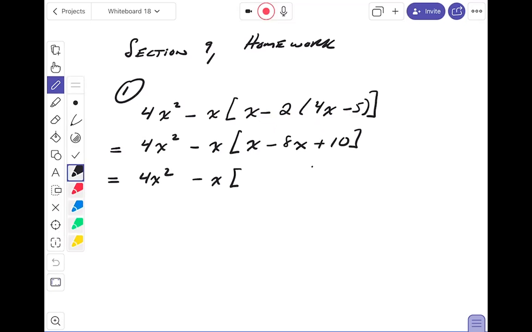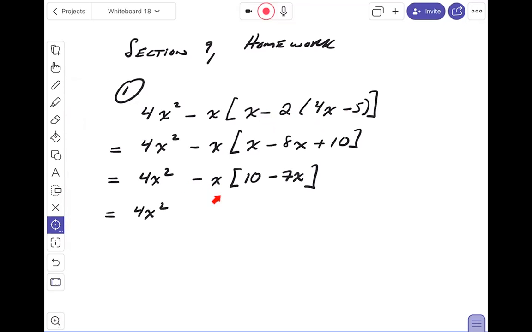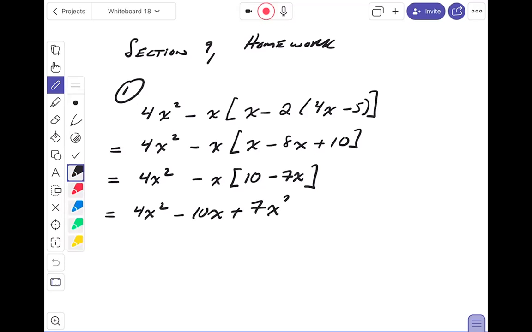I'm still working inside the grouping symbol. And what do I see? I actually see 10 minus 7x. What I do is combine like terms. I'm going to keep going. 4x squared. Now I'm going to distribute this x, or minus x, across these two terms here. And what would you get? Minus 10x plus 7x squared.